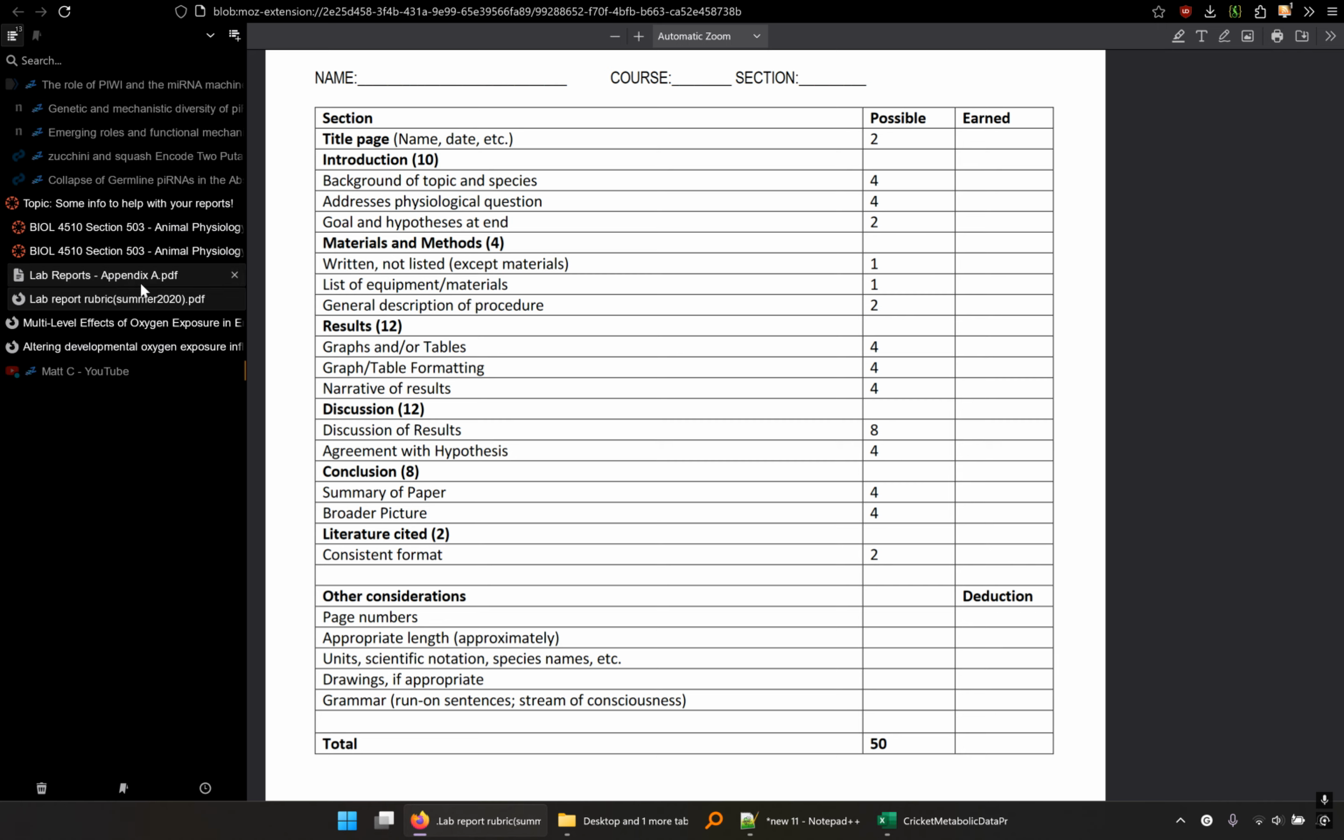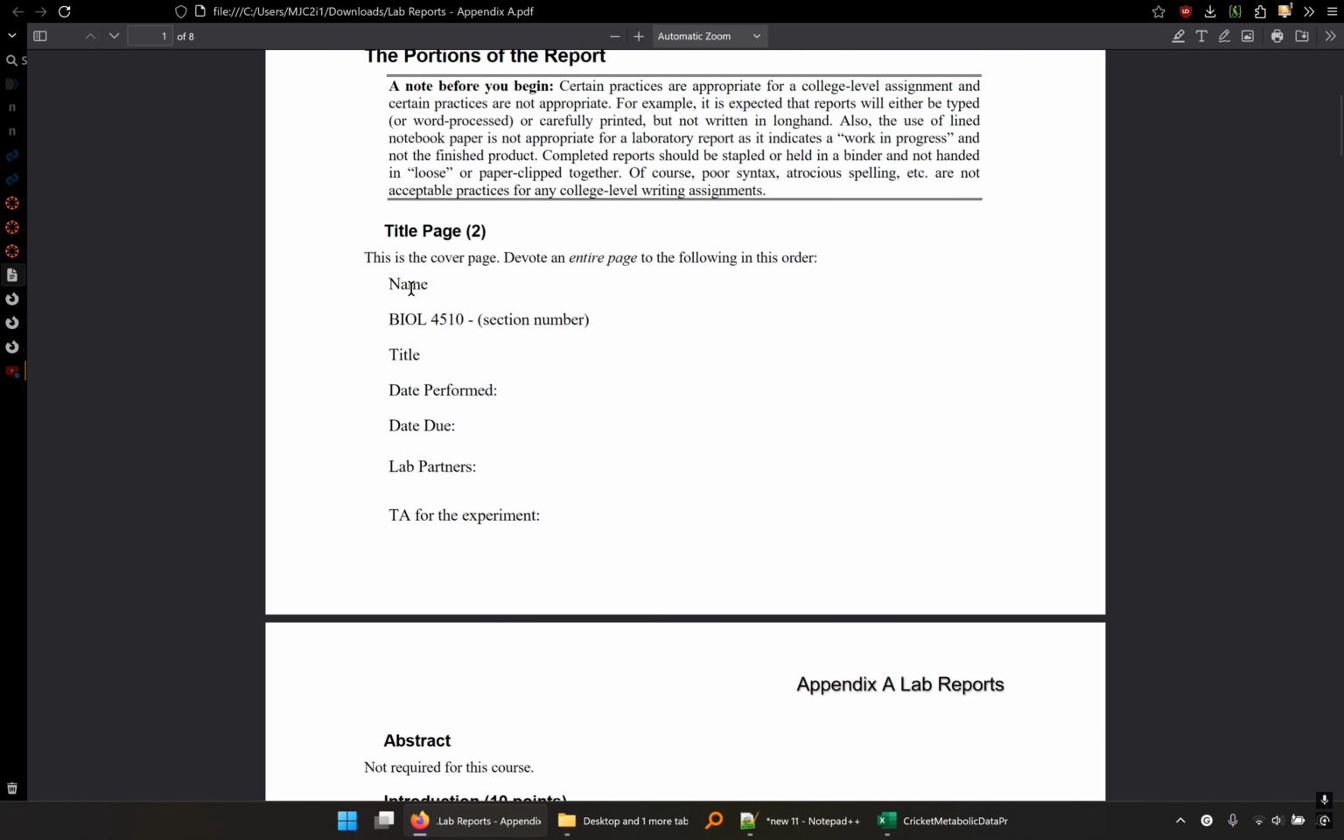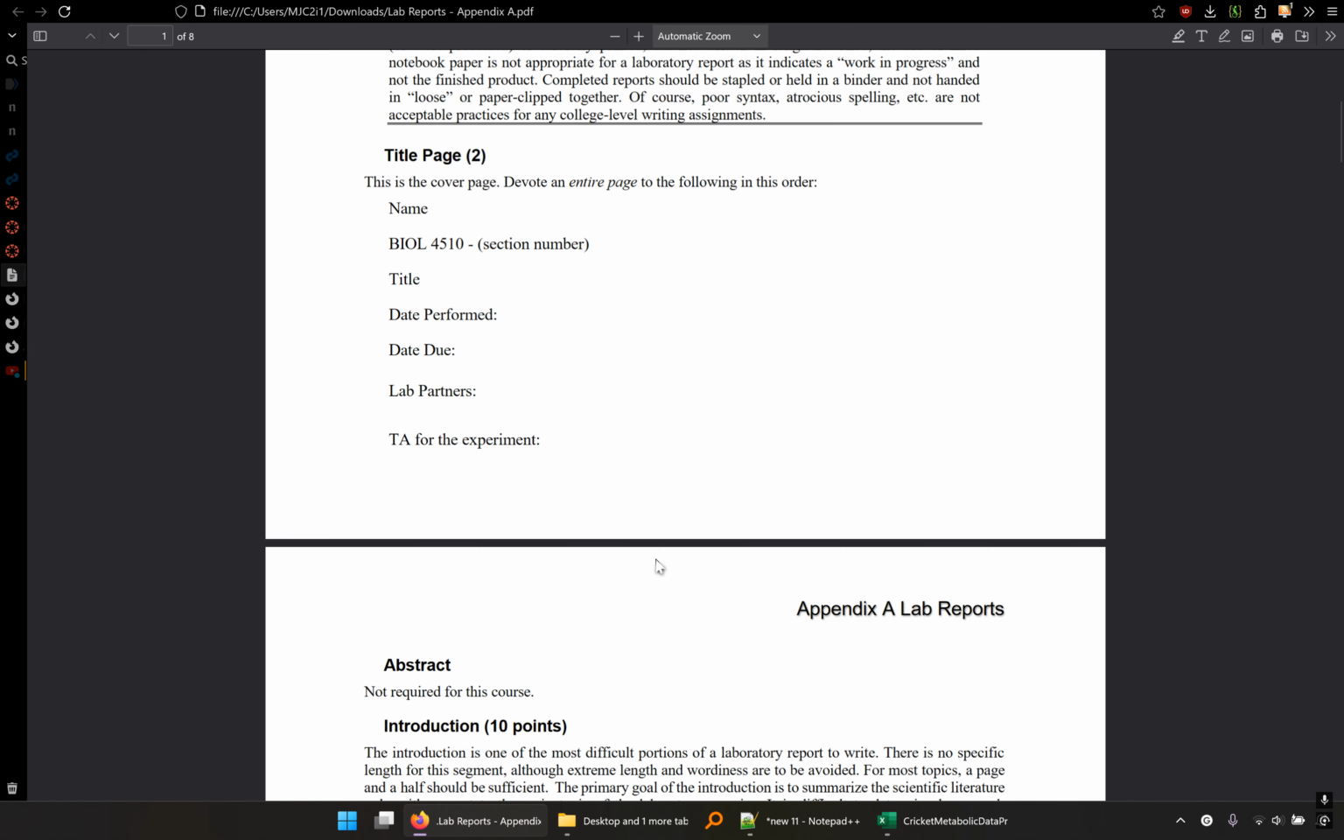should follow the rubric. So the first title page, you would include your name, the biology and your section number, the title, date performed, and the due date. And whenever you perform in a lab, be sure to include your lab partners and include my name, just so we can know which class this was in.